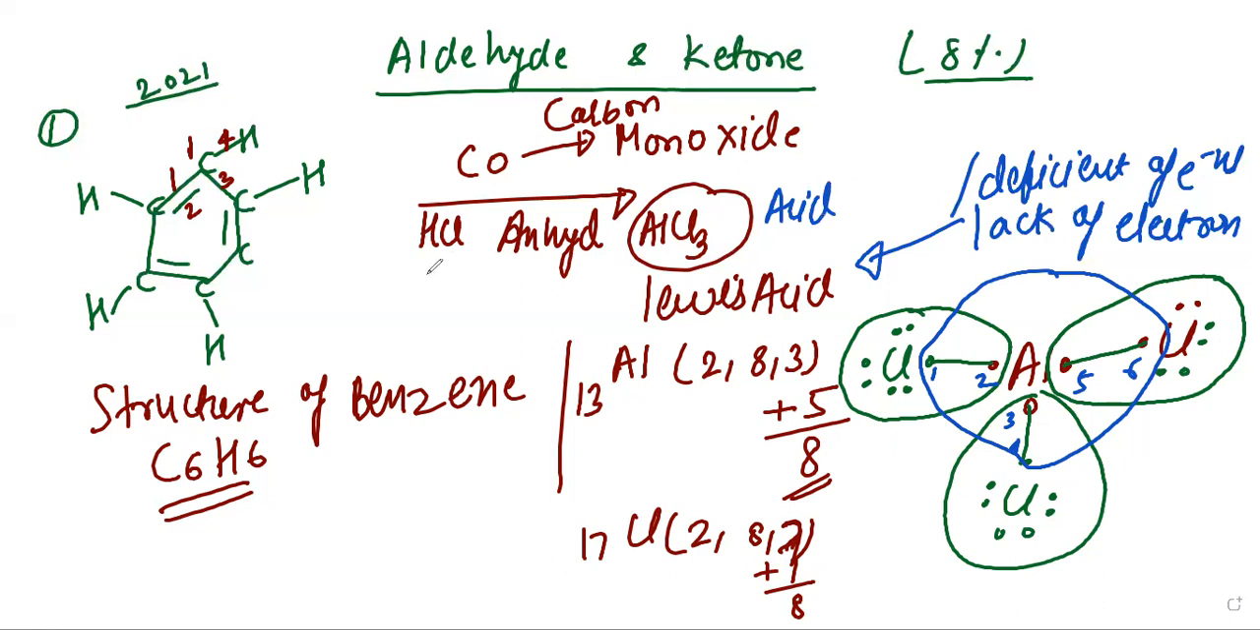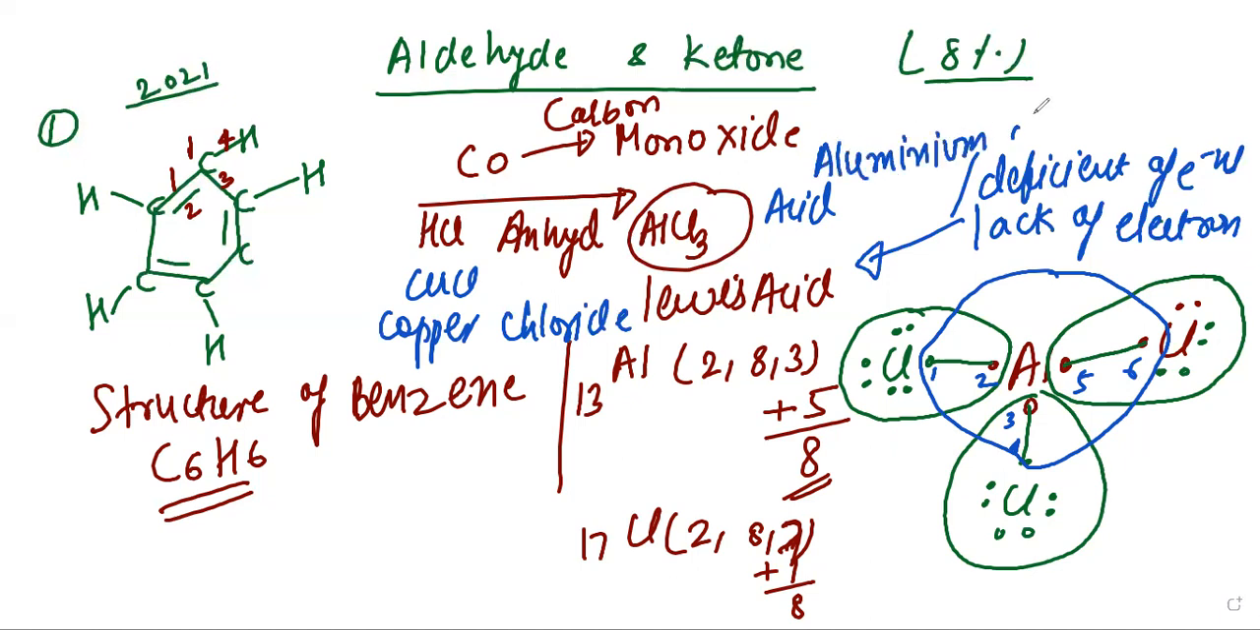And another compound we use here is CuCl, copper chloride. This is called copper chloride, and this is your aluminum chloride. Write the name aluminum chloride. Is it clear up to here?